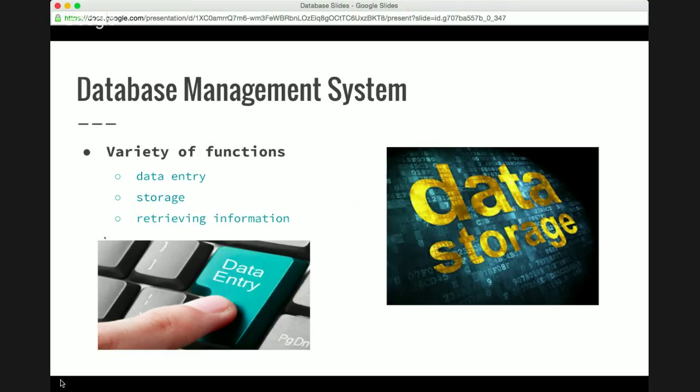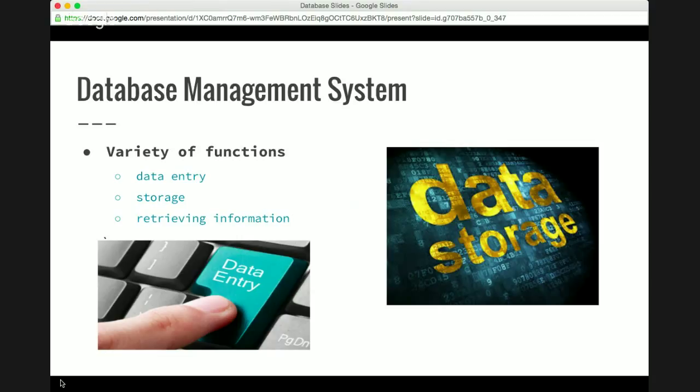Database management systems have a variety of functions that they must have in order to be a proficient system. First of all, data entry is a key function. They also must be able to store and retrieve large amounts of data.